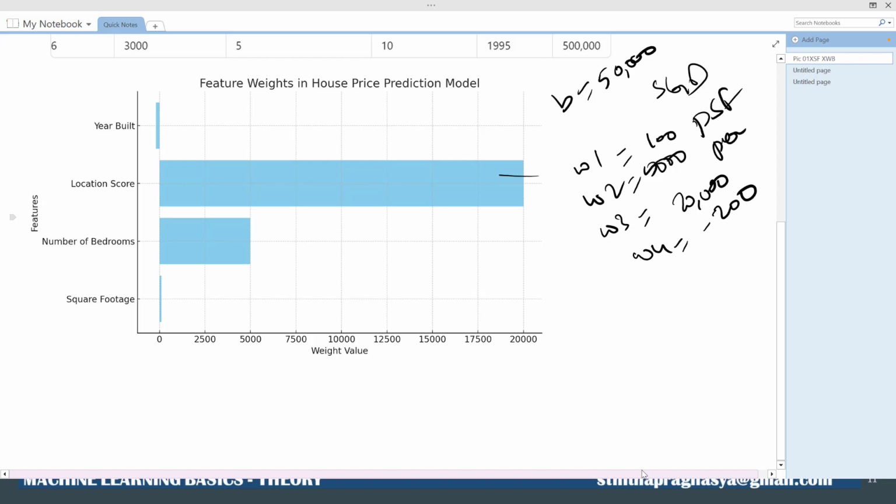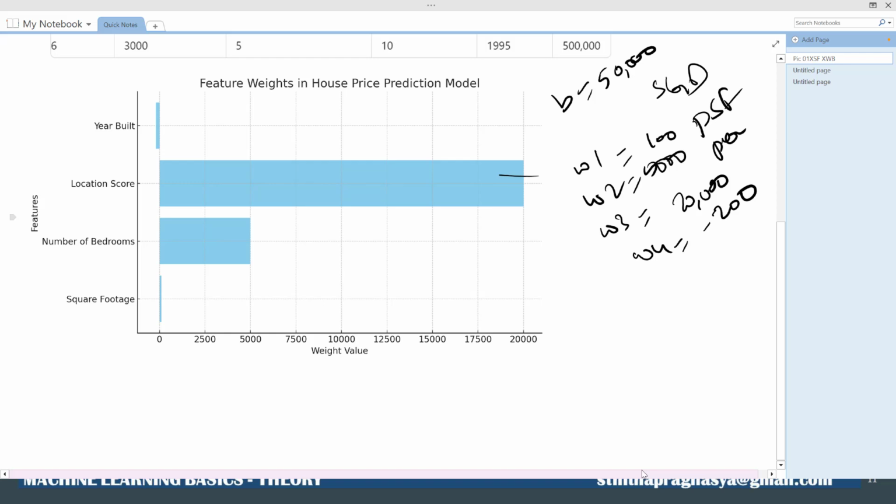And number of bedrooms also has positive weight, showing that more bedrooms typically increase the house price more than the square footage. And the location has the highest positive weight, suggesting that the location is a major factor in determining house prices. Everyone will agree, right? A house in downtown will be much higher than suburbs.